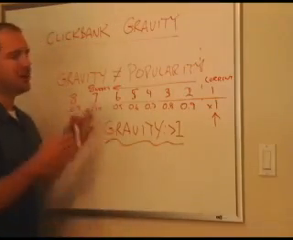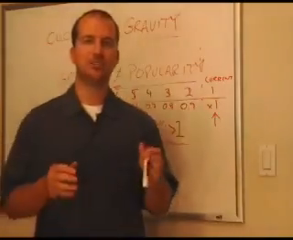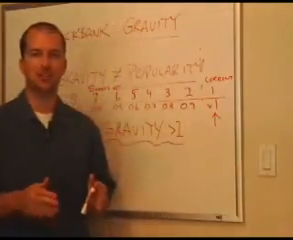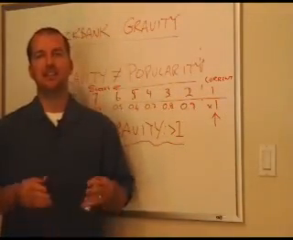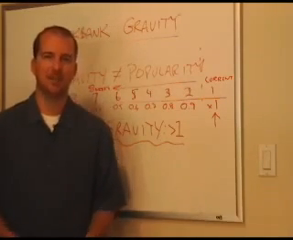So again, I know this is not very simple stuff to understand, and I know it can be confusing, but just remember at the end of the day that the gravity score is a representation of the number of affiliates that are selling the product, not the number of products being sold.